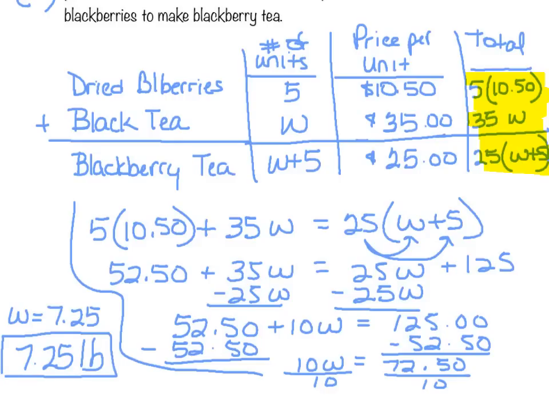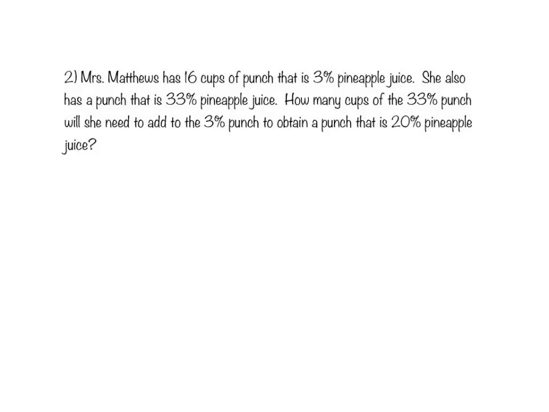So for each problem, you will have to write a table like this. Extend number of units times price per unit to get a total, and then from the total, write your equation and then solve. Okay? All right, let's look at number 2 together. Here we go.